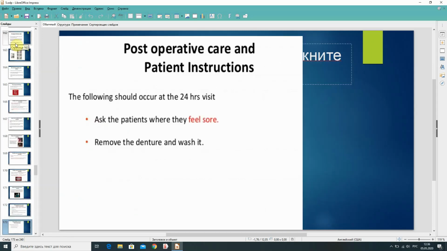Post-operative care and patient instructions. The following should occur at the 24-hour visit. Ask the patient where they feel sore, remove the denture and wash it.